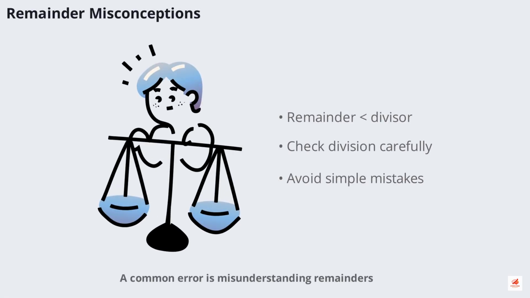A common error is misunderstanding remainders. The remainder must always be less than the divisor. If you calculate a remainder that's equal to or greater than the divisor, you've made a mistake in your division. Double-check your work to avoid losing marks on these simple but important details.